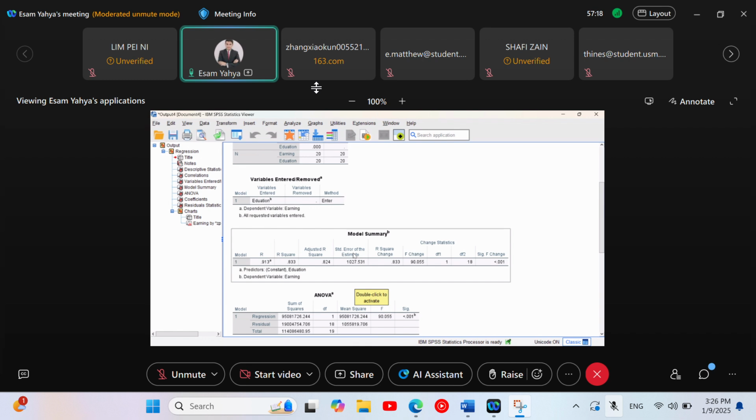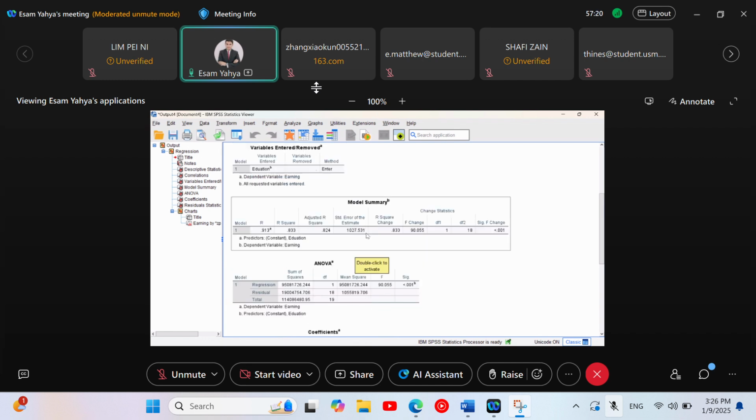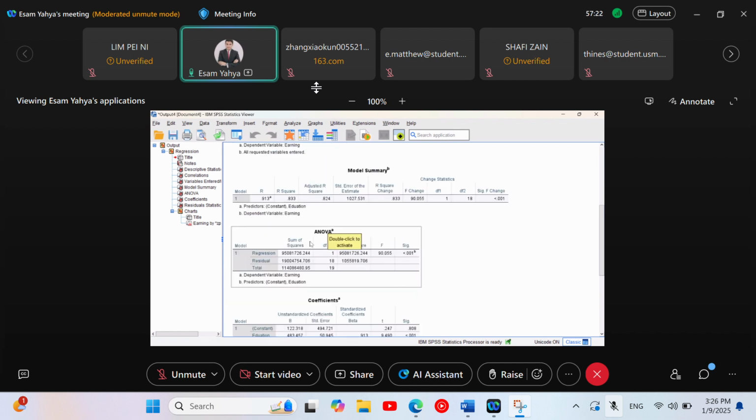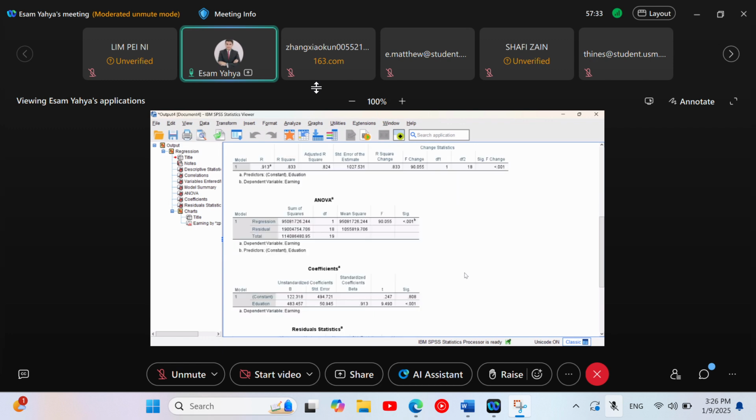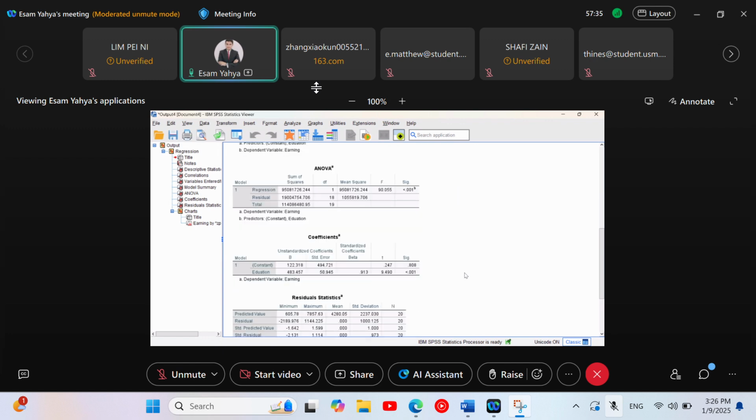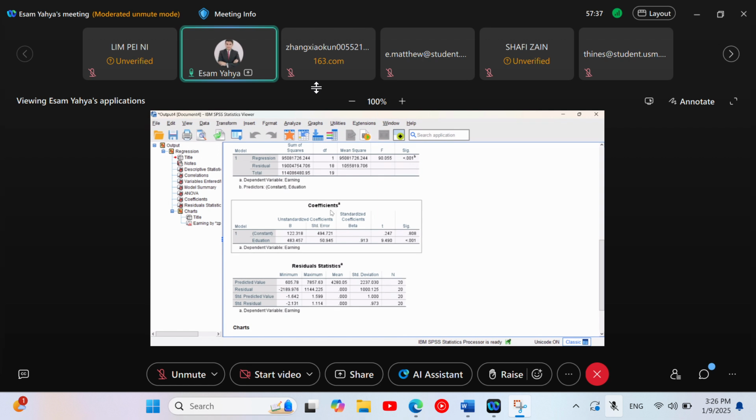We are not going to talk about these. Also, it calculates the ANOVA and the significance. I'm not going to talk about the ANOVA, because I believe Dr. Susanna already explained everything about ANOVA. Okay, the most important in this part is the coefficient. The coefficient we have here, unstandardized coefficient, which is B.